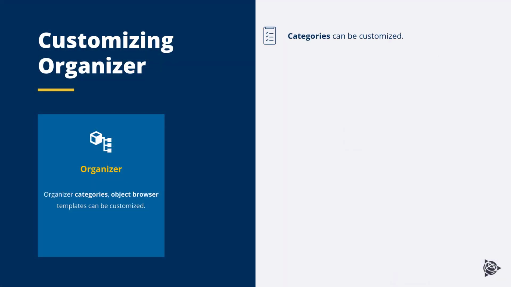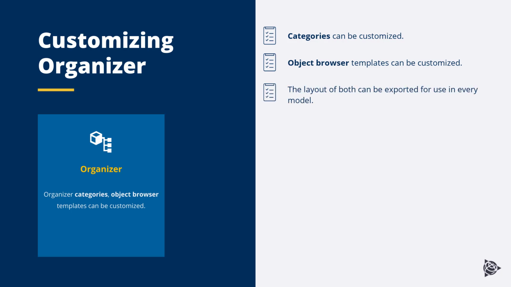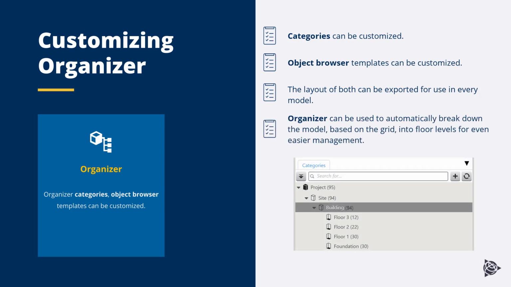Organizer categories can be customized. You can create specific categories for the parts you want to easily access in the model. Object Browser templates can also be customized to show only the information that is relevant to you. The layout of both can be exported for use in every model. Organizer can also be used to automatically break down the model, based on the grid, into floor levels for easier management. These are called location categories.